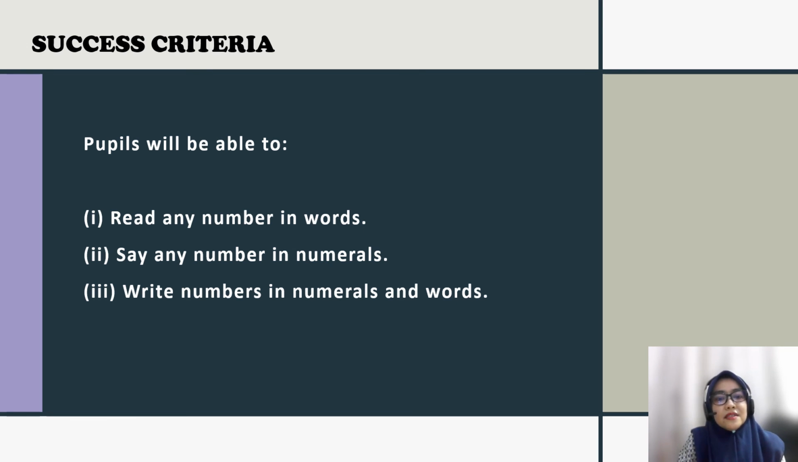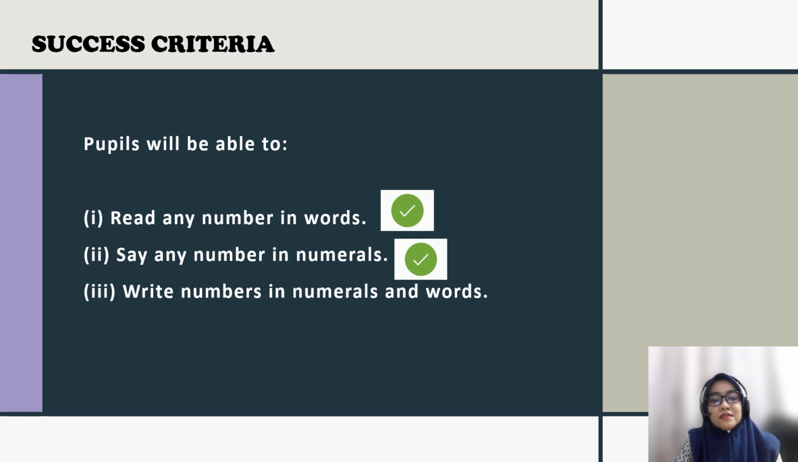Okay, lastly, let's look at the success criteria. I hope you will be able to read any number in words. Kita dah buat tadi, teacher dah tunjuk macam mana nak read number in words. So teacher harap awak dah achieve the first success criteria. Yang kedua, you can say any number in numerals. And the last one, write numbers in numerals and words, dalam bentuk angka dan juga perkataan. Dan kalau awak tahu teknik yang teacher ajar tadi, part 1 and part 2, awak takkan buat careless mistake.